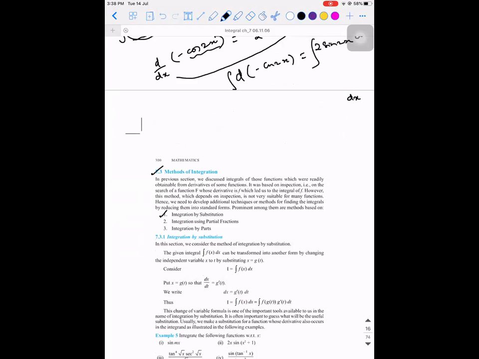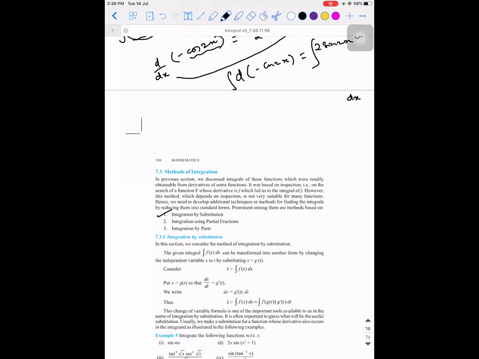So the topic is about methods of integration. The first method that we are going to see is, 7.2 and 7.3 are completely based on the method of integration by substitution. The second one is integration using partial fractions. And the third one is a concept called integration by parts. This is something similar to the product rule that you have learned in derivatives. So we will see one by one. Let's not hurry. We will see one by one. So I'm going to start with the method integration by the process of substitution.